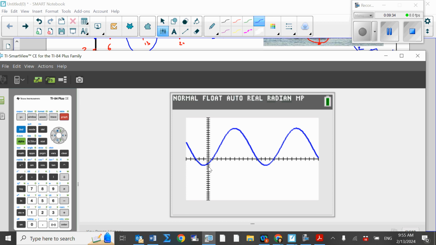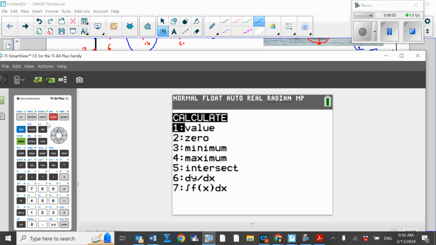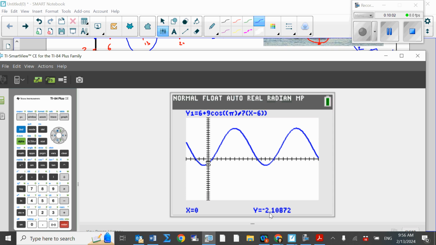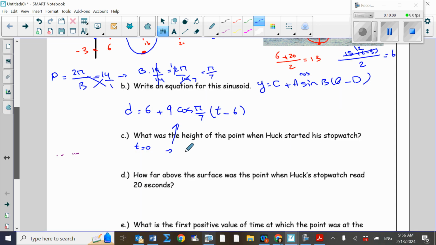And then we need to find, when the x was 0, what was the distance? Where was the point on the wheel? It looks like it's around maybe -2, but we need to find the exact value of that. So how do I find that point? We go second, trace, and go to number 1, value. When x is 0, so enter 0 here and enter that. It's negative 2.1 something. Okay, so I'm going to write that here. The distance is negative 2.1, which is below the surface of the water.